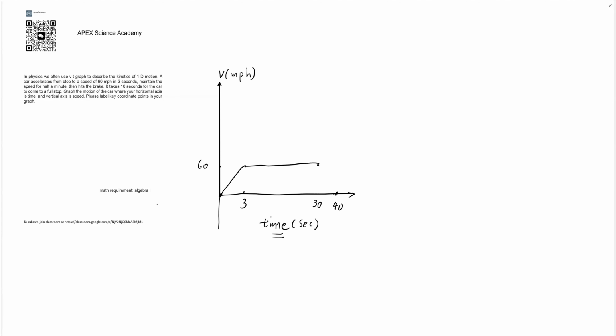But the problem didn't say exactly whether it's a constant rate or not. So you're completely free to do something like that or something like that. They're all possible solutions. Similarly, when it hits the brake, it could decelerate at a constant rate, or it could do something like this or this. Both are possible. So in the end, this is our solution.